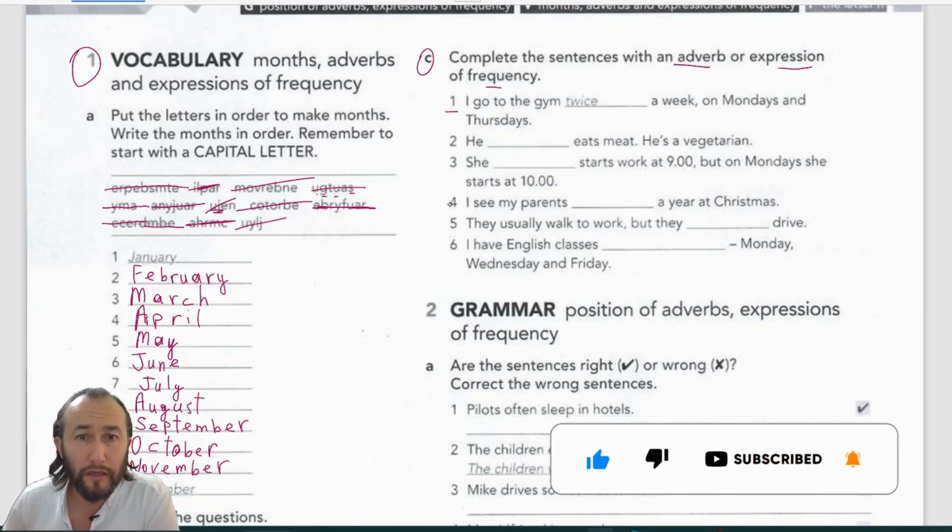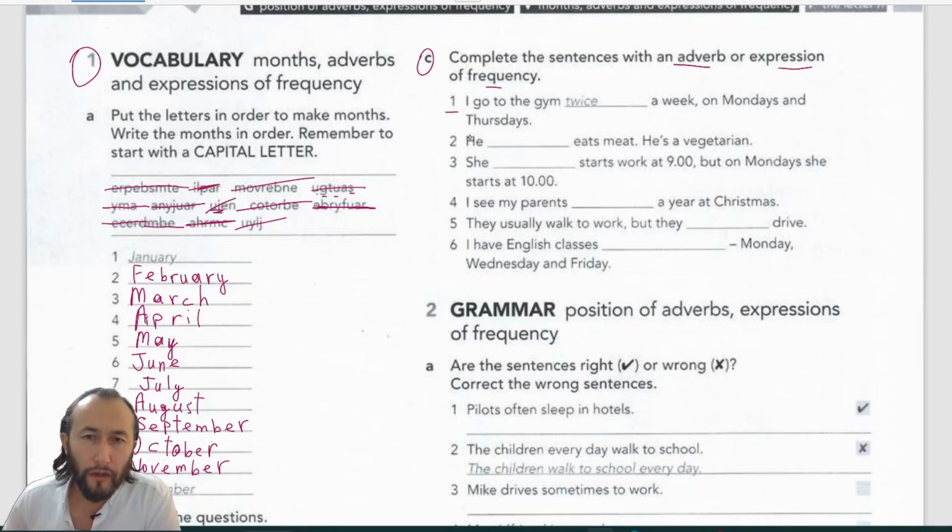So now we're going to get down to number one, which is done. I go to the gym twice a week. So you see, twice a week, that is an expression of frequency. What does frequency mean? You know what frequency means? Frequency means how often. It answers the question of how often. That is frequency, guys. Okay? So twice a week, 3 words, that's an expression of frequency. So I go to the gym twice a week on Mondays and Thursdays.